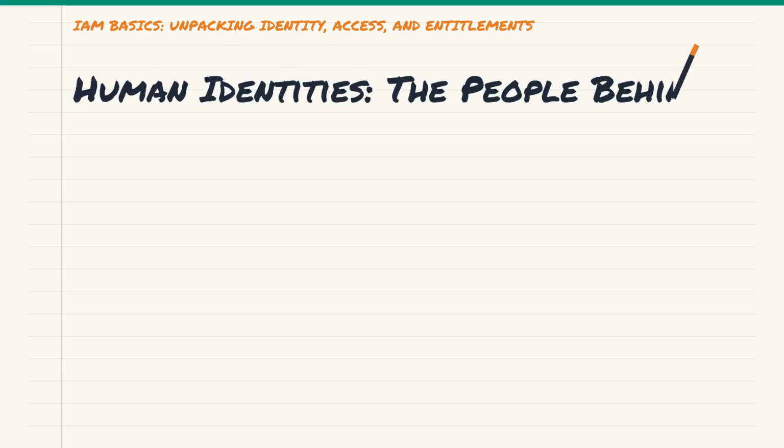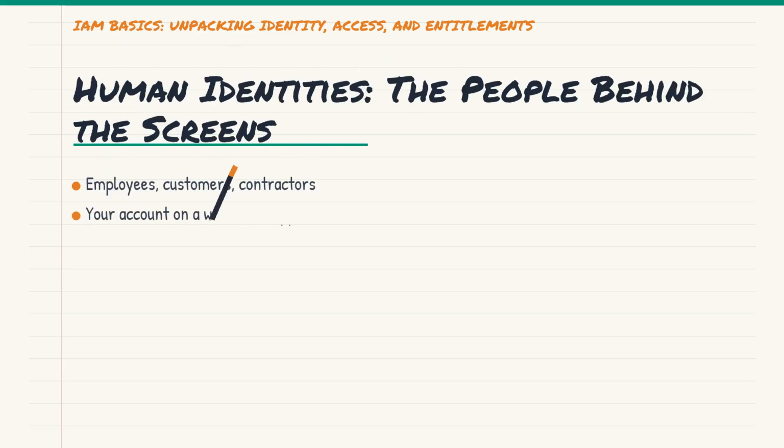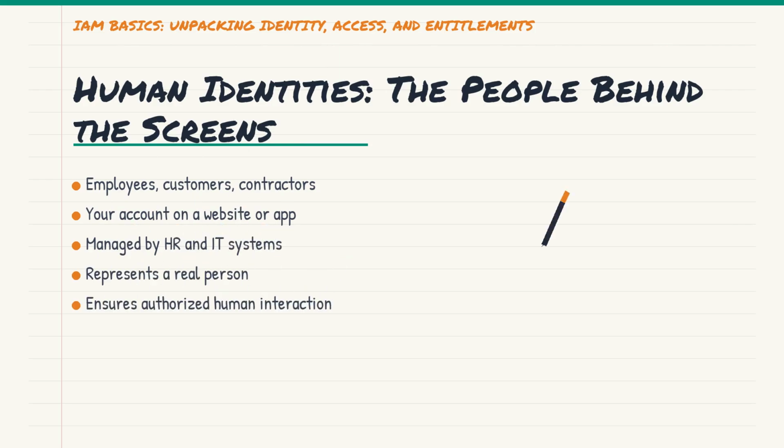When we talk about human identities, these are the easiest to picture, right? These are you, me, our colleagues, our customers, and even temporary contractors. Everyone who needs to log into a system or use a digital service has a human identity. For employees, this identity is usually managed by the company's HR systems and IT. For customers, it might be the account you create on an e-commerce website or a banking app. Each of these identities represents a real person interacting with digital resources. It's all about making sure the right people are doing the right things.